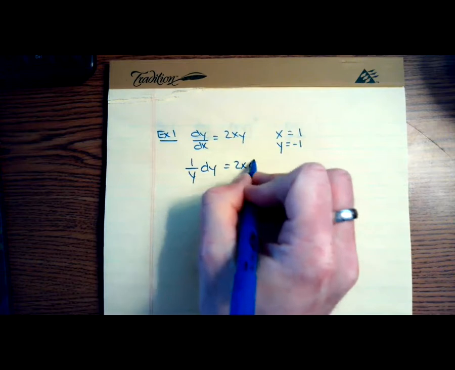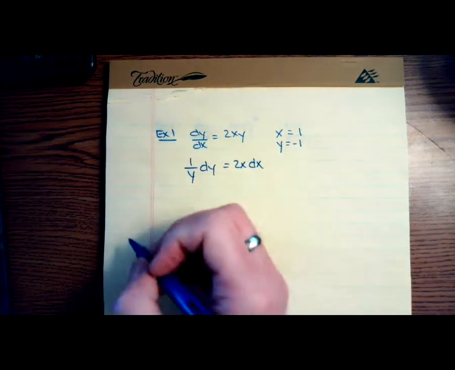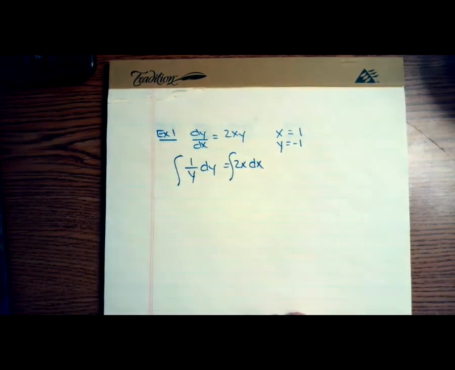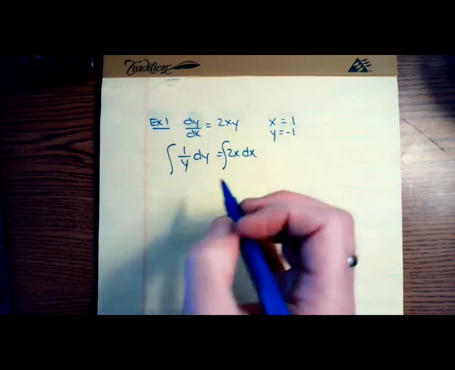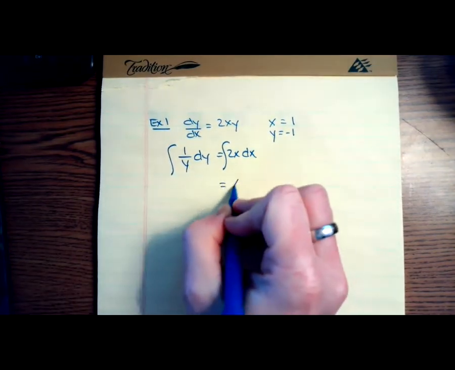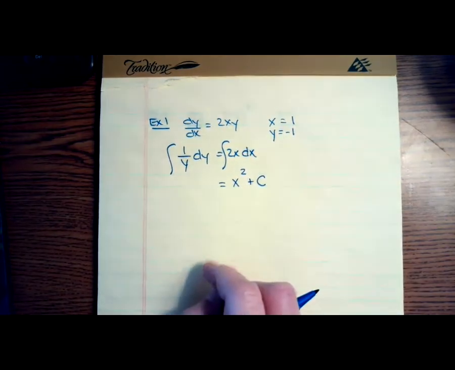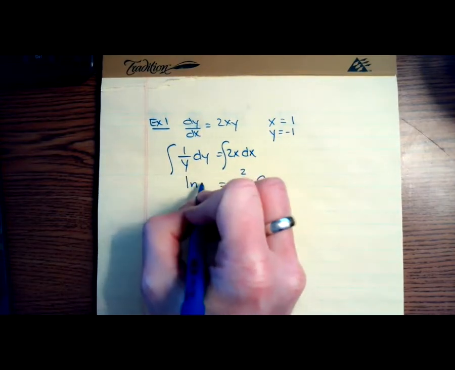So I'm gonna separate my variables. And then at this point, I know earlier I was doing it as an extra line, but now I can just introduce my integral symbol here. Okay, obviously on the right-hand side, that's going to be easy. That's going to be x squared, and I'm going to put my plus c on this side. And over here on the left, what function has a derivative of 1 over y? Well, that's the ln of y.